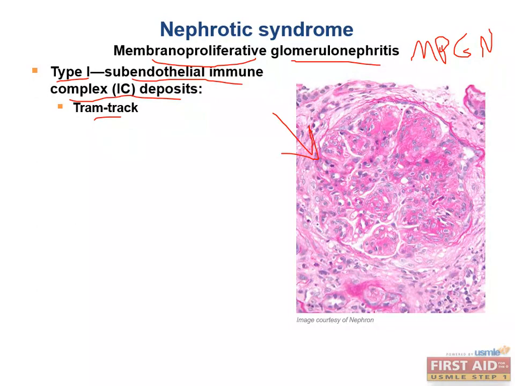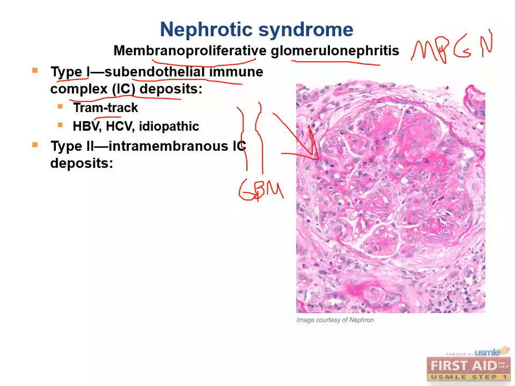It's difficult to see on this image, but on your exam, if they want to show you tram track appearance, it'll look very obvious, and you'll just see two glomerular basement membranes split apart from each other rather than one nice thick glomerular basement membrane. Now, type 1 is associated with hepatitis B virus, hepatitis C virus infections, and sometimes can be idiopathic.